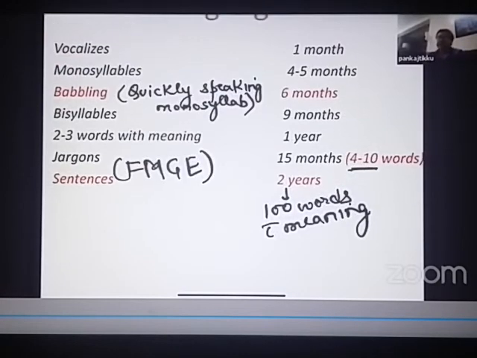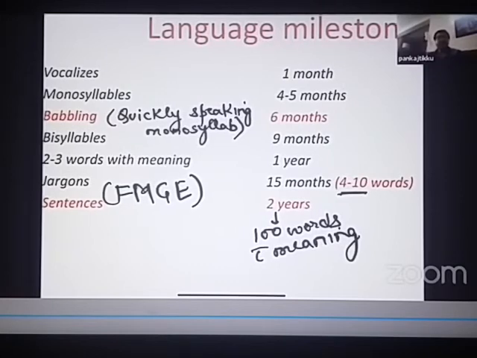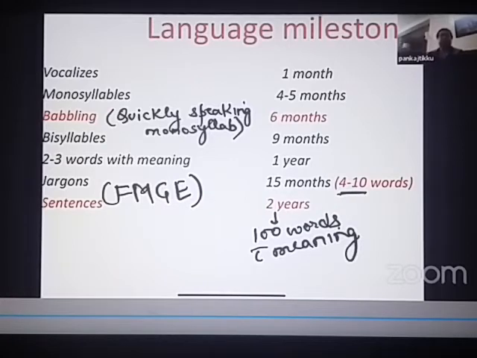So I'll again repeat. Vocalization, 1 month. When does he start speaking in monosyllables? Ma, ba, da. It is 4 to 5 months. When does he start to babble? Now he's speaking these monosyllables quickly. It is 6 months. When does he start speaking in bisyllables? It is 9 months. Ma, ma, ba, ba, da, da. So he's combining monosyllables together.